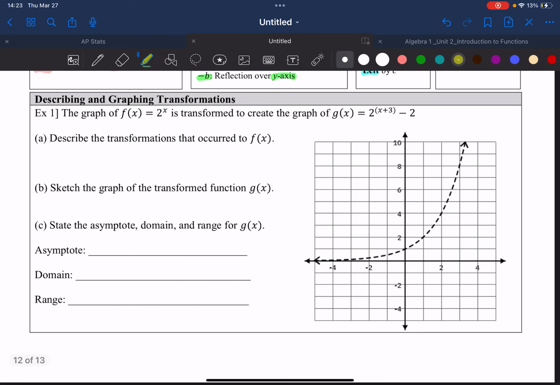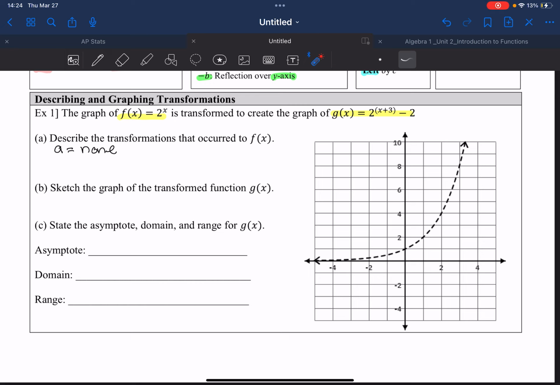Example 1 says the graph of f of x is equal to 2 to the power of x is transformed to create the graph of g of x. This is an exponential function, and when describing the transformations, remember we always label our a, b, c, and d. So a, there is nothing there. You might be thinking, well, miss, there's a 2. Why is the 2 not a? Well, notice that there is a 2 in the original function f, and there is a 2 in the new function g, which means this is not a change in the functions. This was just part of the original function. So there is no a value.